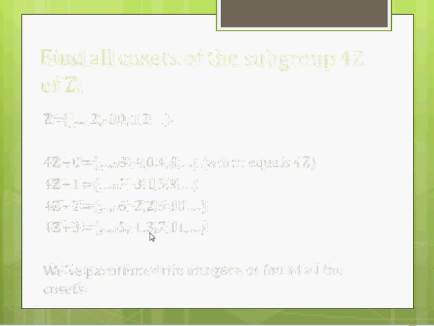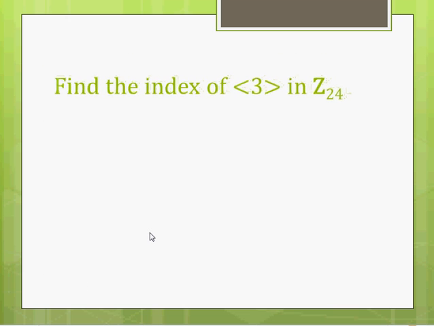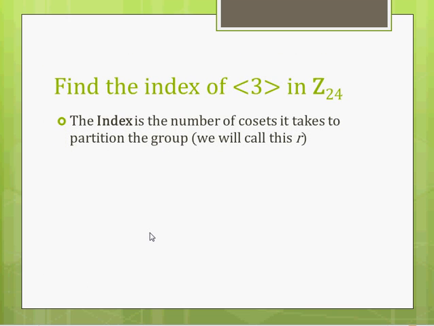Okay, let's continue. Find the index of the subgroup generated by 3 in Z24. First we have to know what the index is. The index is simply the number of cosets it takes to partition the group. That's all it is, the number of cosets we end up with to partition it. We're going to call it r. You'll get used to this. We're not going to use it in this example probably, but in a couple more slides we're going to be using this letter r to represent the index.